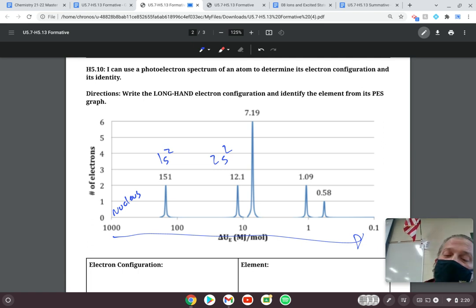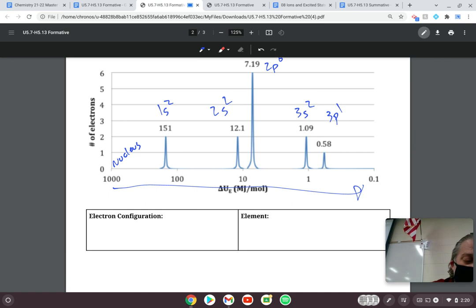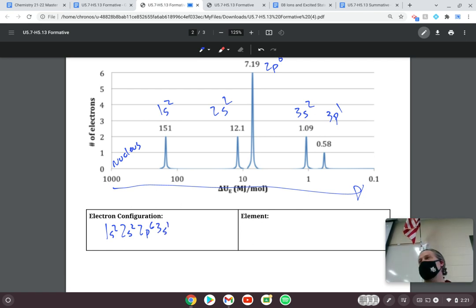The next peak is a little bit further away, so it's going to be a 2p, and there's 1, 2, 3, 4, 5, 6 electrons there, so it's going to be a 2p6. The next peak is even further away, so that's going to be a 3s, and there's 2 electrons in there, so it's 3s2. And the next peak is even further away, and so that's going to be a 3p, and that's going to be a 3p1. So when I write my electron configuration, it's going to be 1s2, 2s2, 2p6, 3s1, and the element on the periodic table that ends its electron configuration with 3s1 is aluminum.